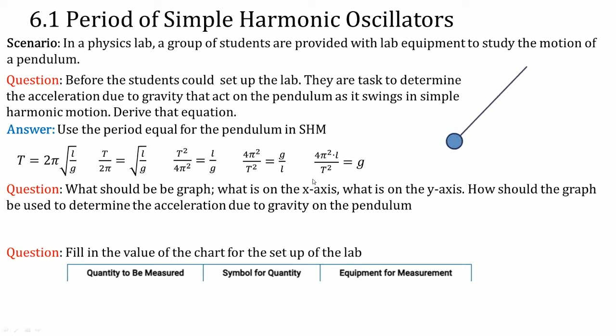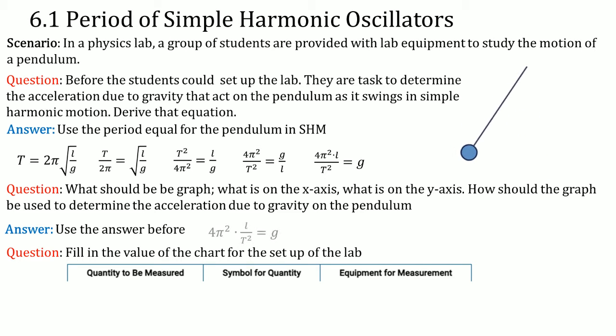Question. What should be graphed? That is asking what should be on the x-axis, what should be on the y-axis, and how should the graph be used to determine the acceleration due to gravity of the pendulum. The answer. We're going to use the answer from before. I'm just going to pull it out.